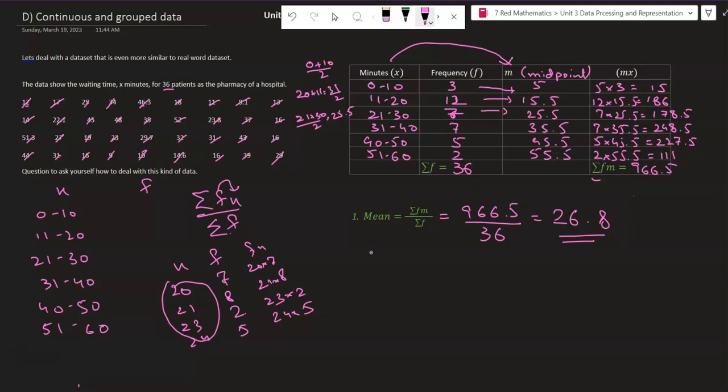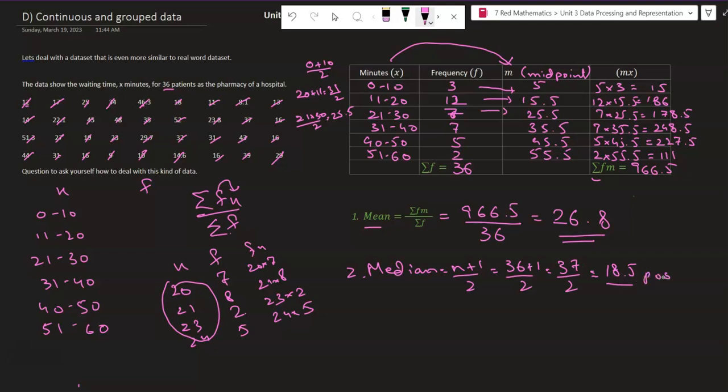Okay, so we are done with mean, and the second part is median. So median is equal to n plus 1 divided by 2. Again, this gives us the position, not the actual value. So n is the total number of data points, which is 36. So 36 plus 1 divided by 2 gives me 37 divided by 2, and that gives me 18.5. This value is in between, so I have to figure out this position.